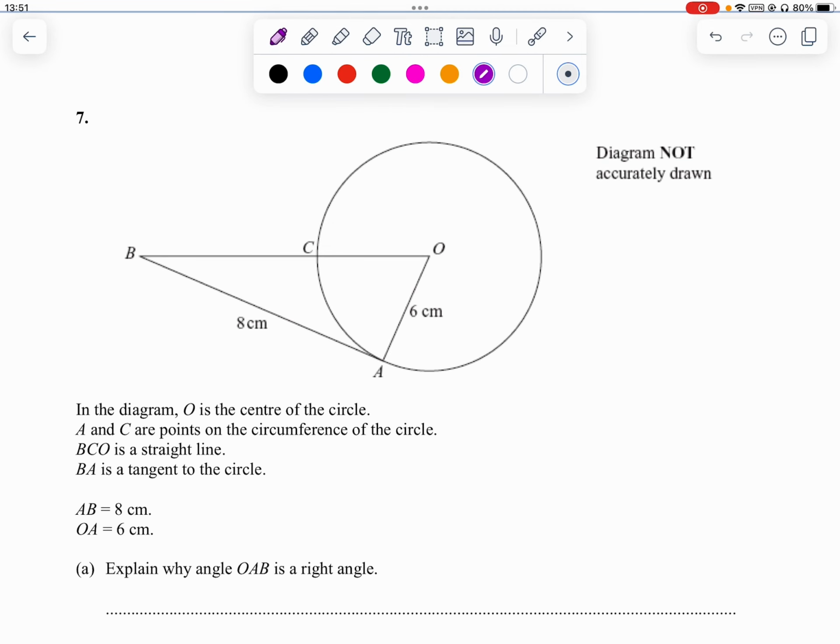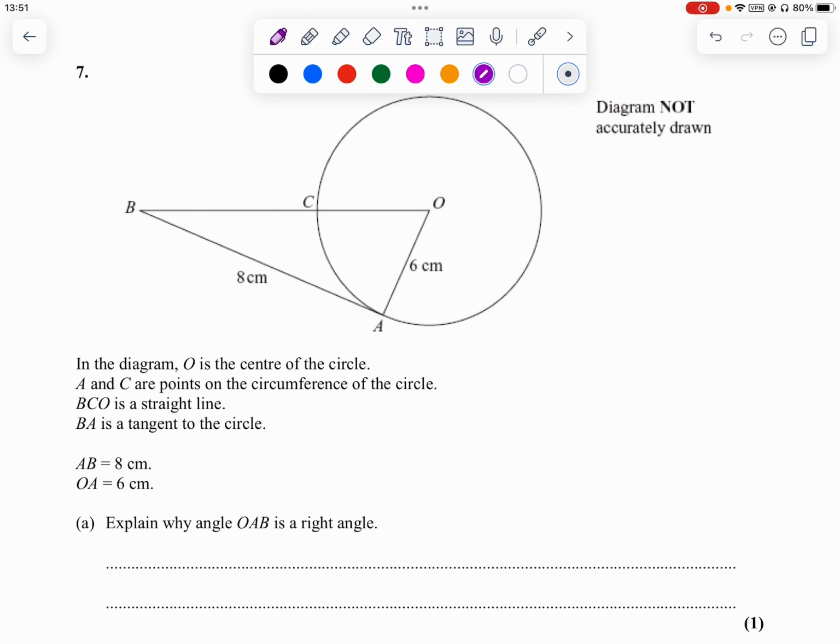Question number 7. In the diagram, O is the center of the circle. A and C are the points on the circumference of the circle. BCO is a straight line. AB is 8. OA is 6 centimeters. Explain why OAB is a right angle triangle. Because tangent and radius meet at 90 degrees on the circumference of a circle.